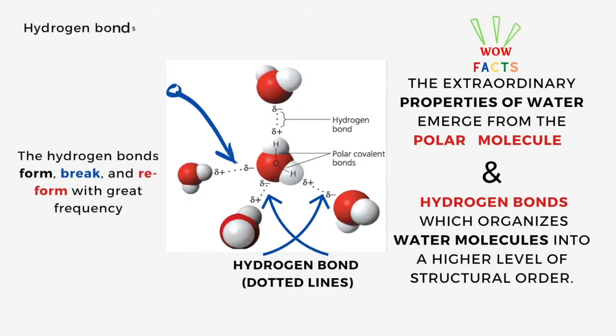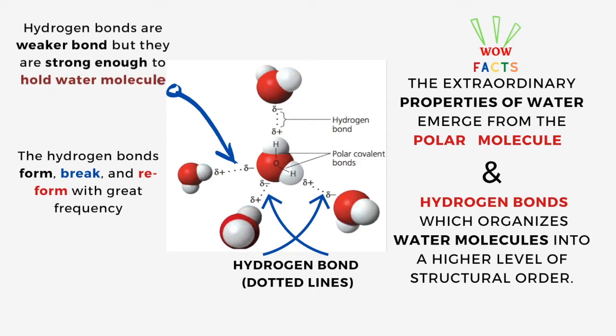Hydrogen bonds are weaker bonds, but they are strong enough to hold water molecules together. The hydrogen bonds can form, break, and reform with great frequency. In fact, the extraordinary properties of water emerge from the polar molecule and hydrogen bonds that organize water molecules into a higher level of structural order. Notice that the hydrogen bonds are indicated with dotted lines.